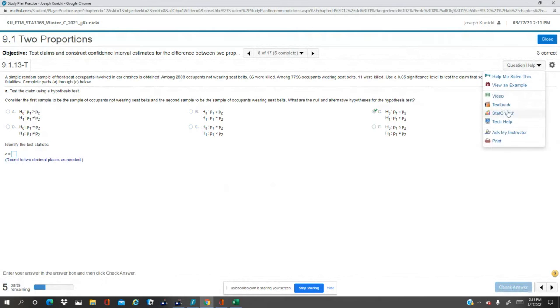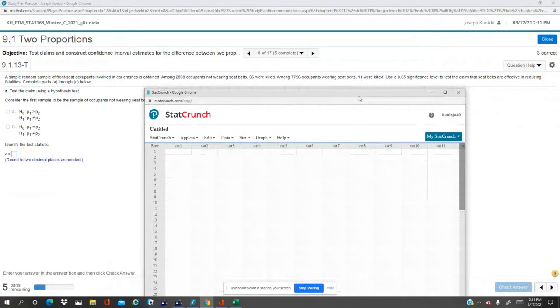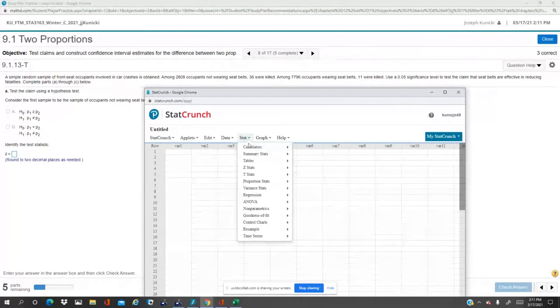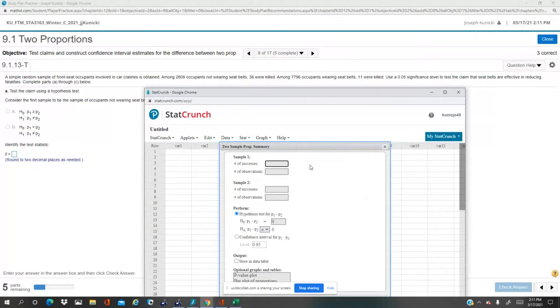So we go to StatCrunch. This time we don't need a calculator because they don't give us percentages, they give us the actual values. So it's two samples with summary. The first one, they're calling a success being killed. That's a statistical success in a sense. I know it's awkward. And for the other one, it was 11. Just on the face of it, you can see that it's a big difference, but is it statistically significant at the 0.05 level? My guess is yes.